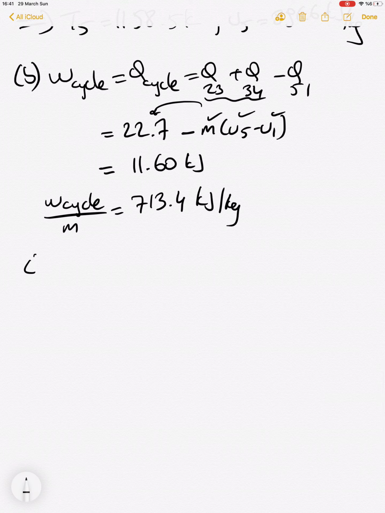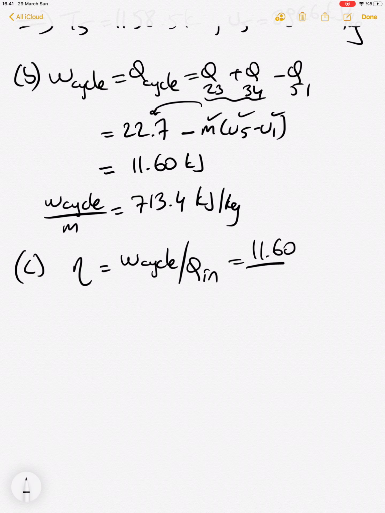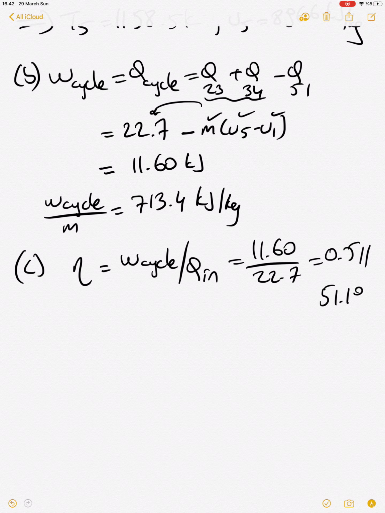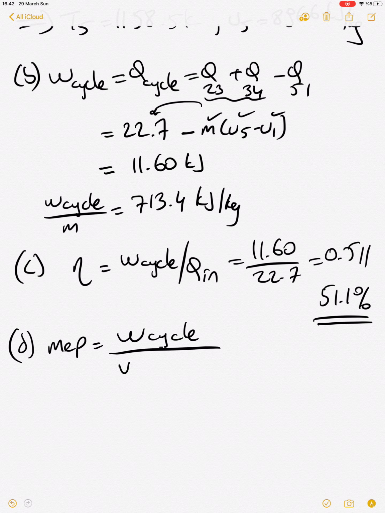How about efficiency? The efficiency is W cycle divided by heat in, and this is 11.60 over 22.7. So this is an expected value of approximately 51.1%. This is efficiency, and mean effective pressure is W cycle divided by V1 minus V2, but this is the compression ratio. It's better to write it in this way.